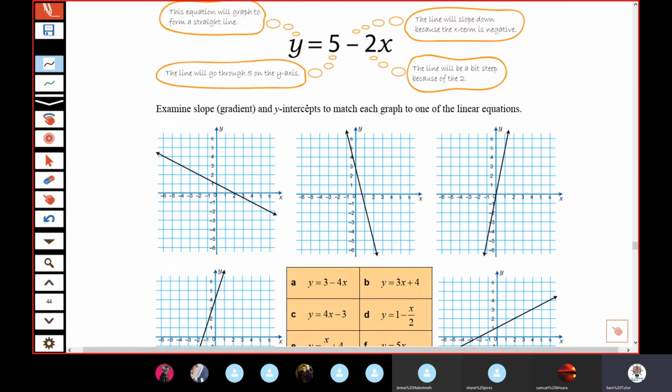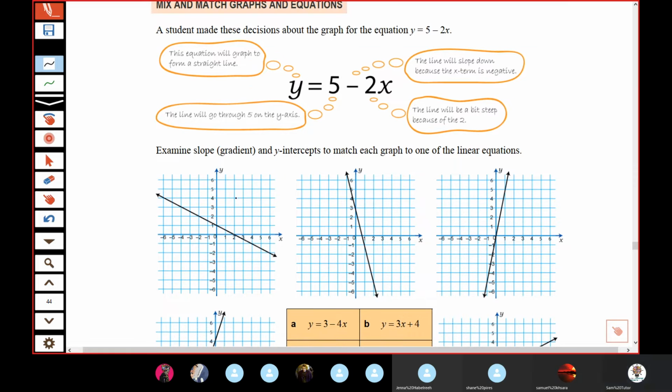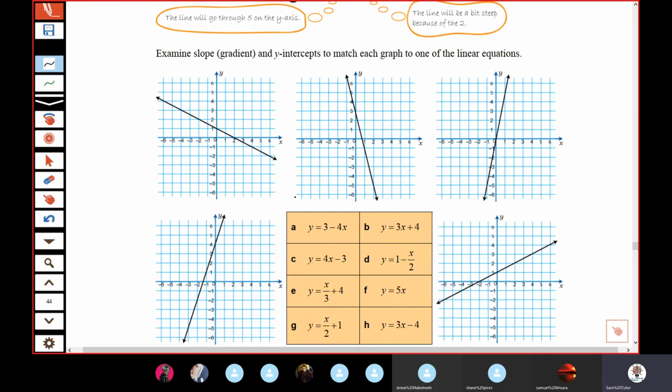So we're going to try to find the equation. Let's start off with this one first. And if there's more than one possibility, we'll take a note of that, and then we'll come back as we continue each one. So let's start with the first one here.